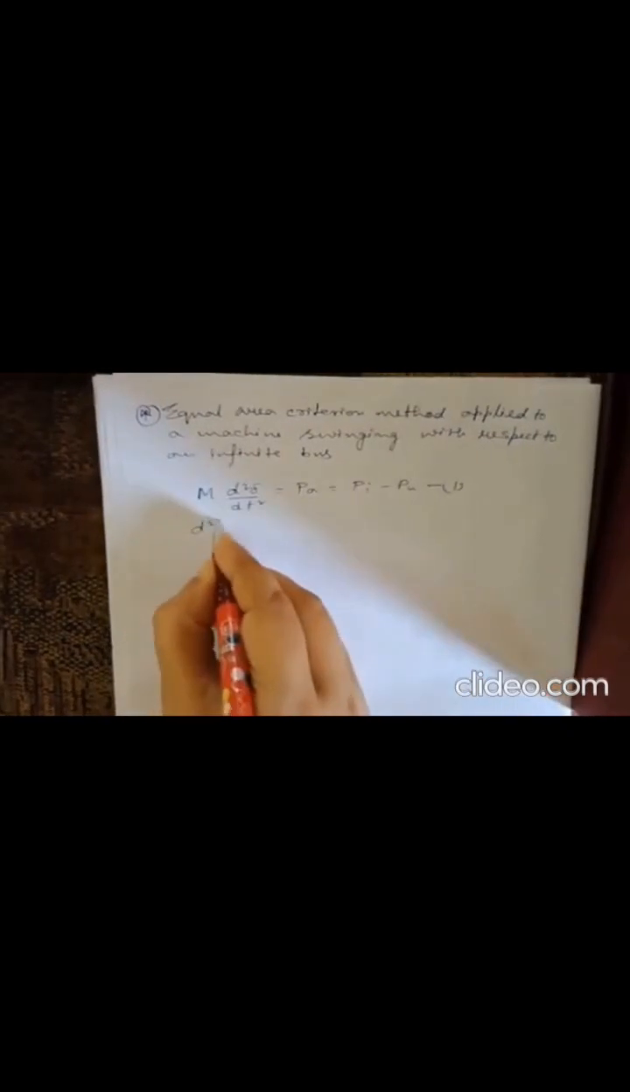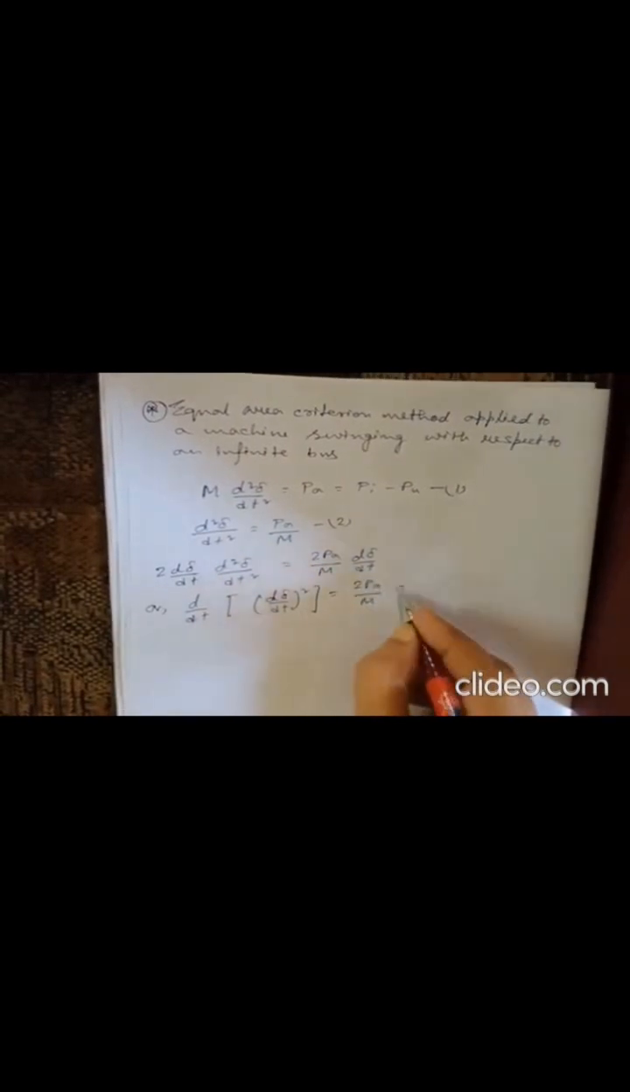The swing equation of a synchronous machine, we know that M d²δ/dt² is equal to Pa. We can write Pi minus Pu. Or we can write d²δ/dt² equal to Pa by M. Multiplying both sides by 2 dδ/dt, 2 Pa by M dδ/dt, or d/dt of (dδ/dt) whole squared is equal to 2 Pa by M dδ.